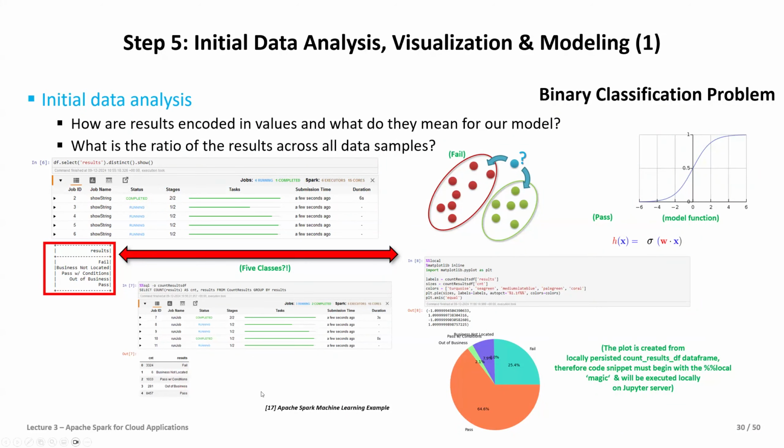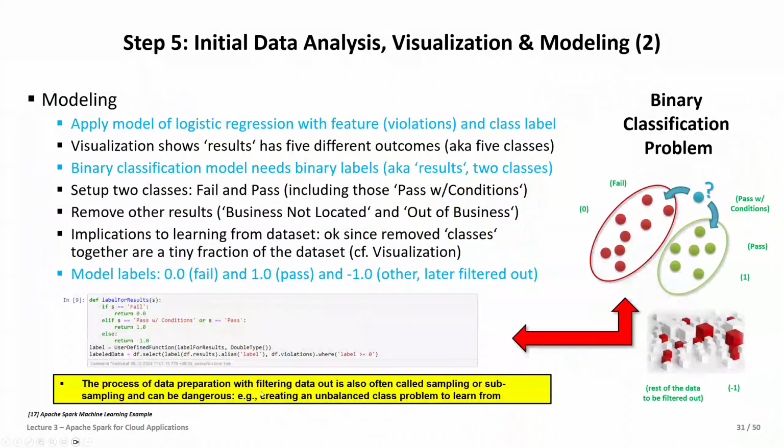So we can do some data preparation now to join these classes and basically drop some if you want. You see that the label for results that we are creating here in the code from PySpark is collecting some of the data. Where it says fail, it will be 0, and where it's pass with conditions or pass, we give 1, and all the others are -1. So these are the less significant ones.